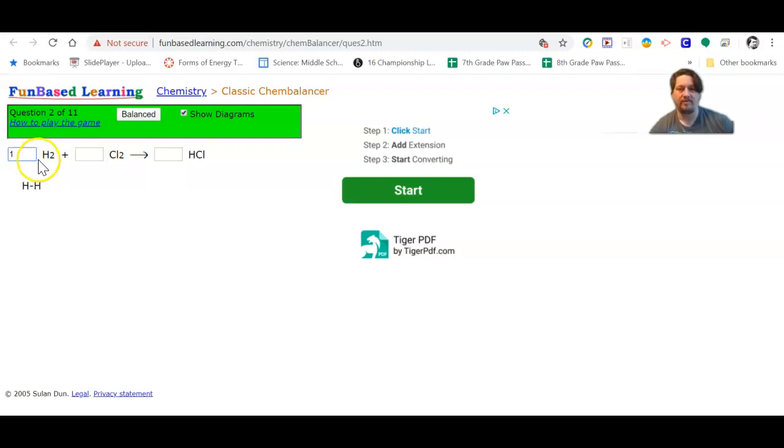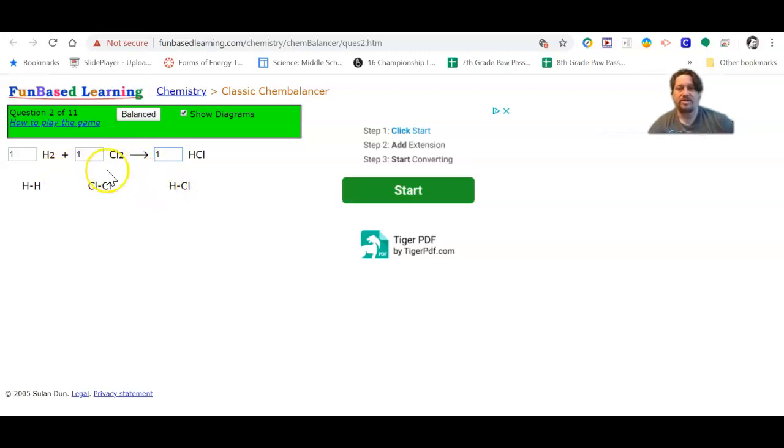If you put a 1 in front of it, it shows you that if there's one molecule of H2, you have 2 hydrogen. If you put a 1 in front of this, you have 2 chlorine. So it's one atom, or I'm sorry, one molecule of this means we have 2 chlorine. On the other side, if we put a 1 in front of it, we show that there's only 1 hydrogen, 1 chlorine. That's not correct.